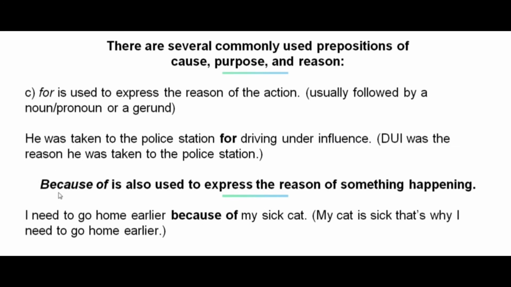Now remember that "because of" is also used to express the reason of something happening. Have a look at the example over here. I need to go home earlier because of my sick cat, meaning that my cat is sick and that's why I need to go home earlier.